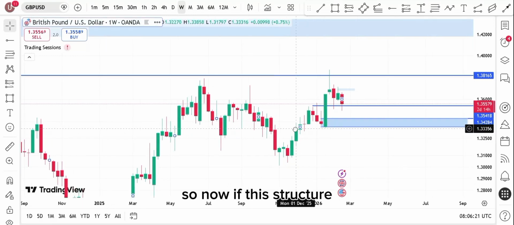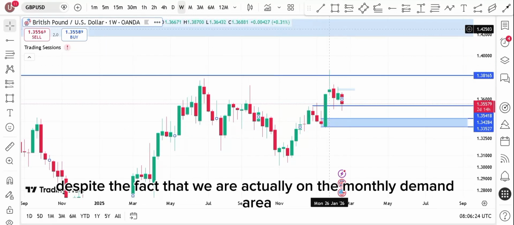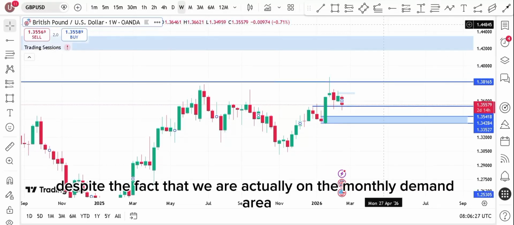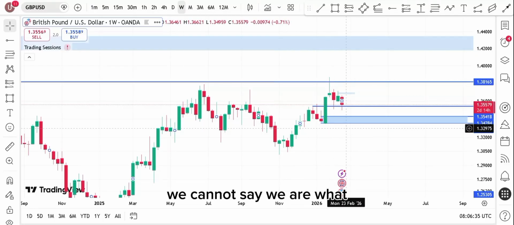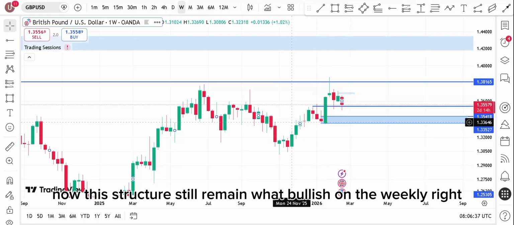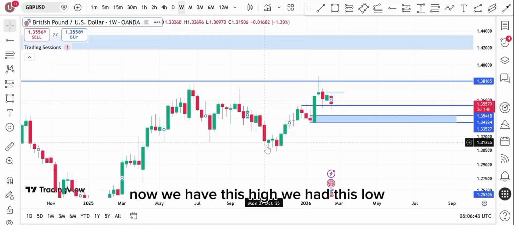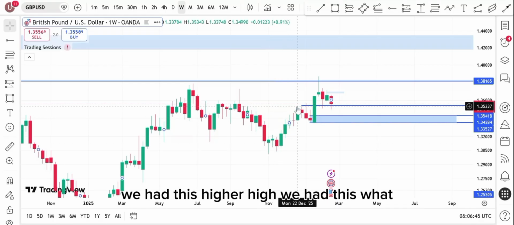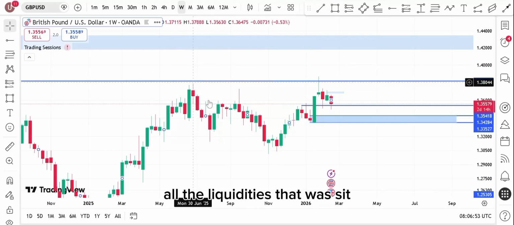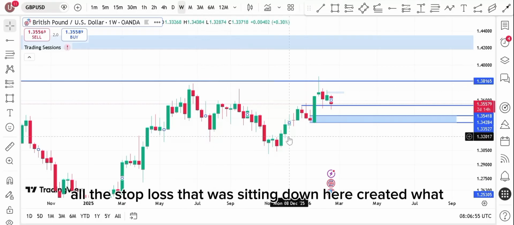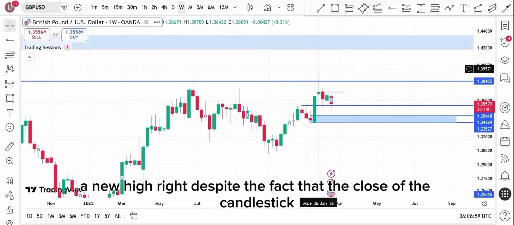Now, despite the fact that we are on the monthly supply area, if this structure has not changed from bullish to bearish, we cannot say we are bearish. This structure still remains bullish on the weekly, right? We had this high, this low, this higher high, this higher low and higher high. This high took out all the liquidity, all the stop losses that were sitting down here, and created a new high, right?